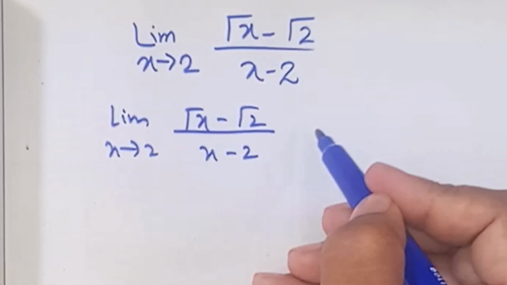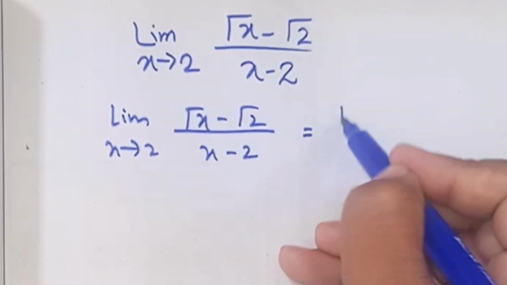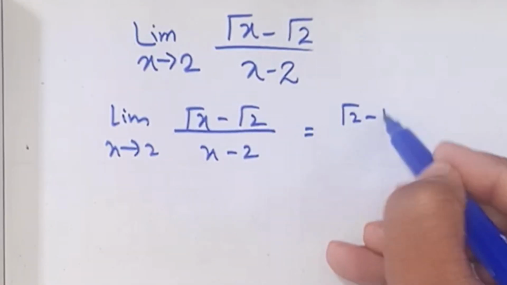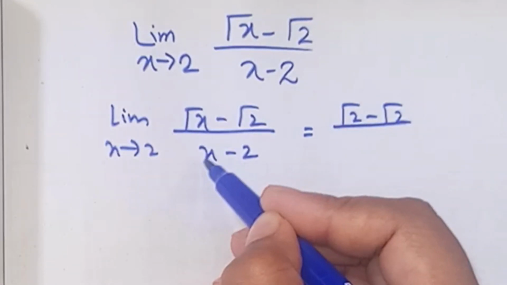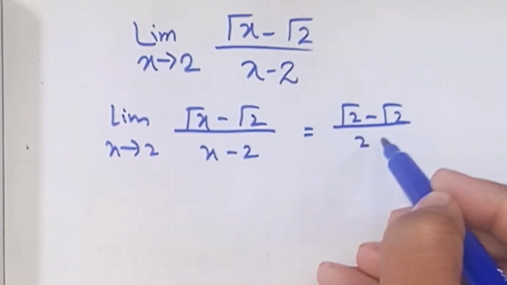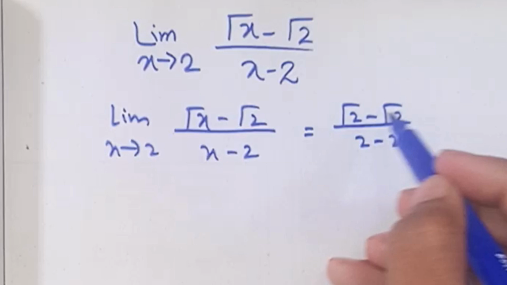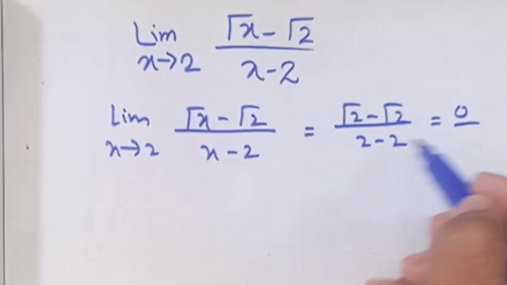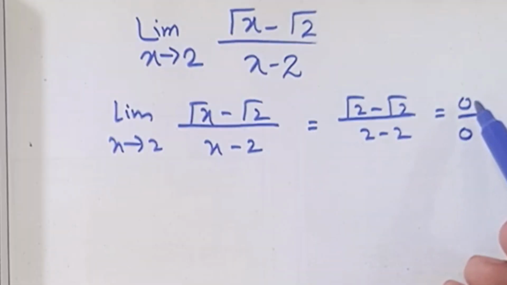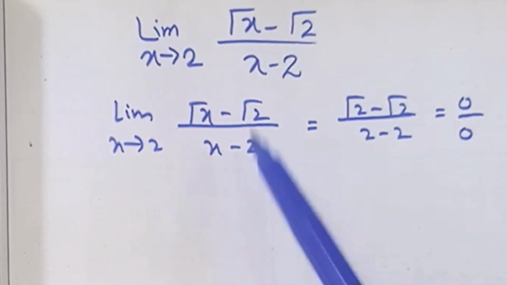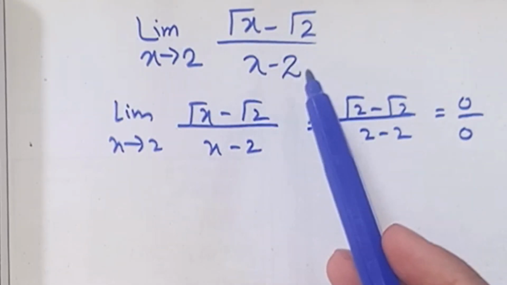Directly put the limit. So this will become square root 2 minus square root 2 over 2 minus 2, as x approaches 2. So square root 2 minus square root 2 is 0 and 2 minus 2 is 0. So we get a 0 over 0 form, which is an undefined form in a limit. So let's try to solve this question with another method.